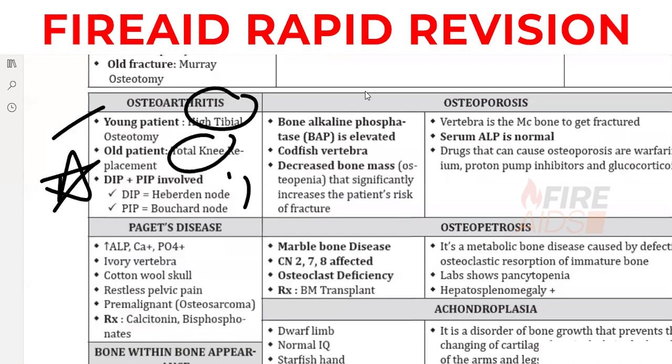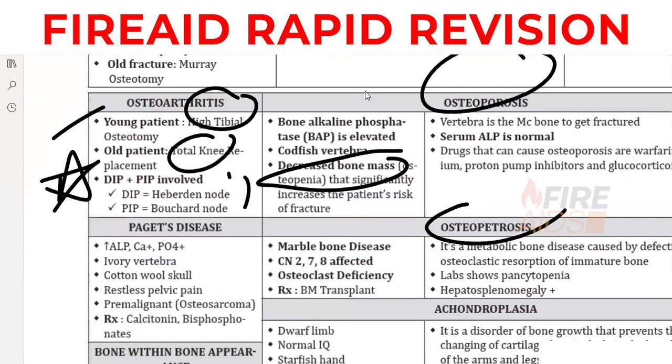Next is osteoporosis. Osteoporosis means decreased bone mass. Osteopetrosis is also a condition like that, with a defect in osteoclastic resorption of immature bone. Slowly, the patient will get osteoporosis, with decreased bone mass, so he's at a high risk of getting a fracture.